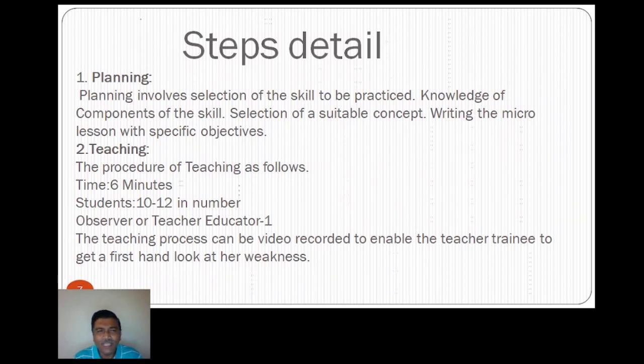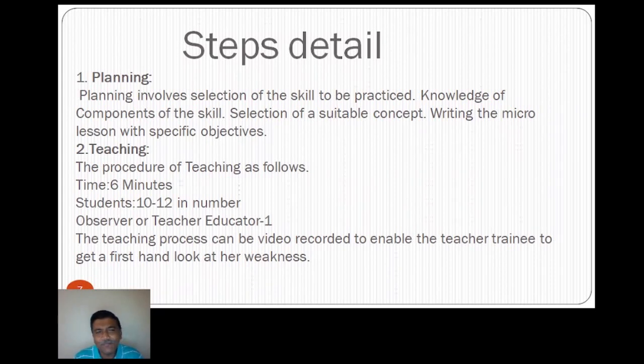Knowledge of components of the skill. The components of each skill you have selected, that's also very important, and go on to acquaint yourself with the components of the skill. Selection of a suitable concept for the skill, that's also very important. From the 8th or 9th or 10th standard, based on your guide and the teacher educator's guidance, you have to select a suitable concept. And next, writing the micro lesson with specific objectives. You have to prepare the micro lesson with specific objectives.